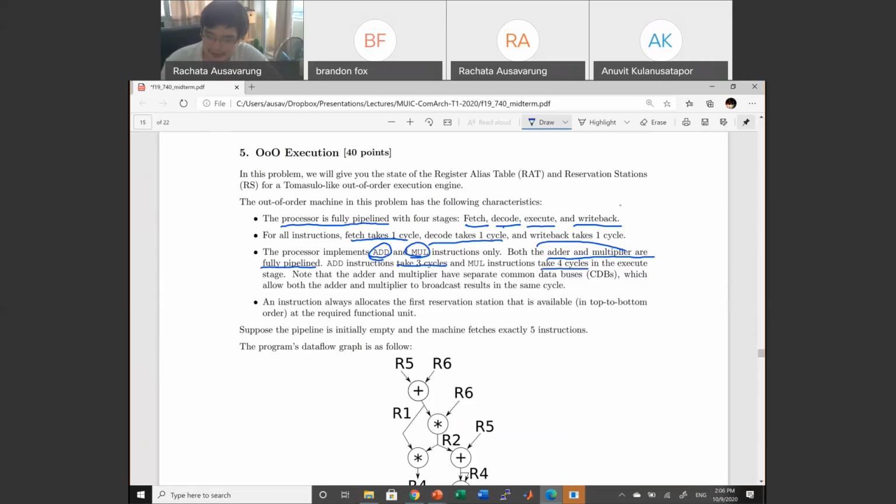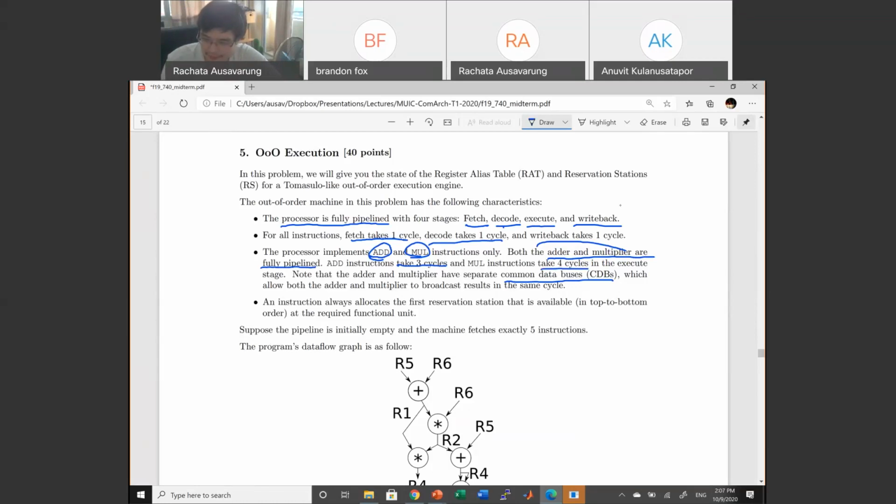Again, similar to what we said last Wednesday, there's a common data bus which allows the adder and multiplier, whenever they finish, to broadcast: who needs this value, take it. So that's what the common data bus is for.